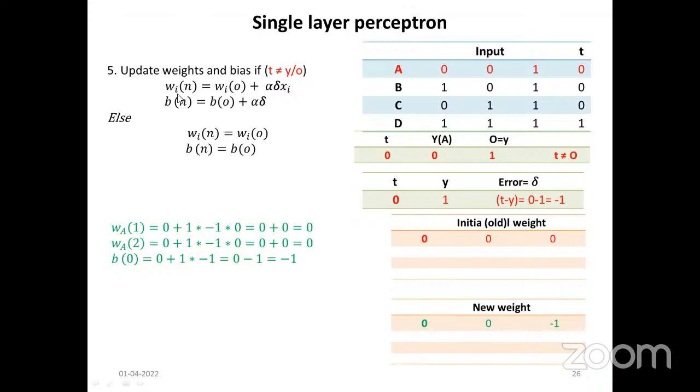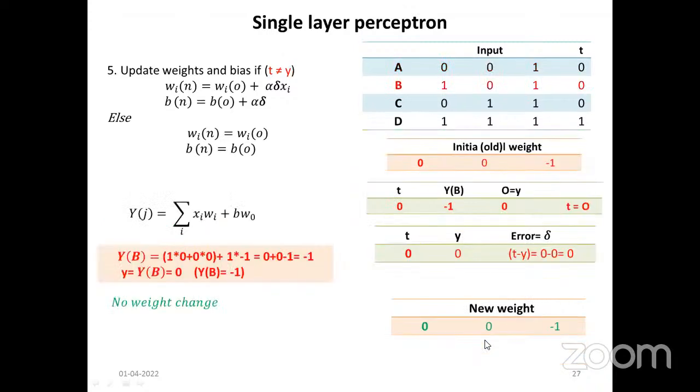Now we're coming to b, which is the bias. For the bias, the new weight equals the old weight of the bias, which is 0, plus alpha, which is 1, and del, which is -1. For the bias, we are not considering xi, because its value is only 1. So if we compute, we get the value -1. These are the updated weights. This is the old weight, and now this is the new weight: 0, 0, -1.